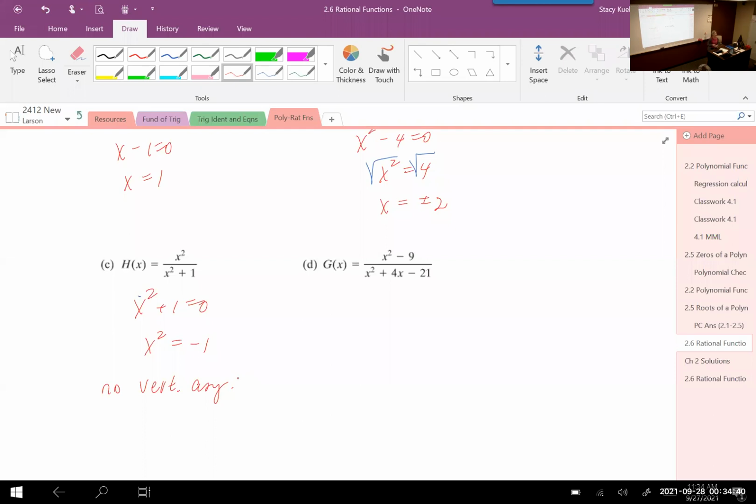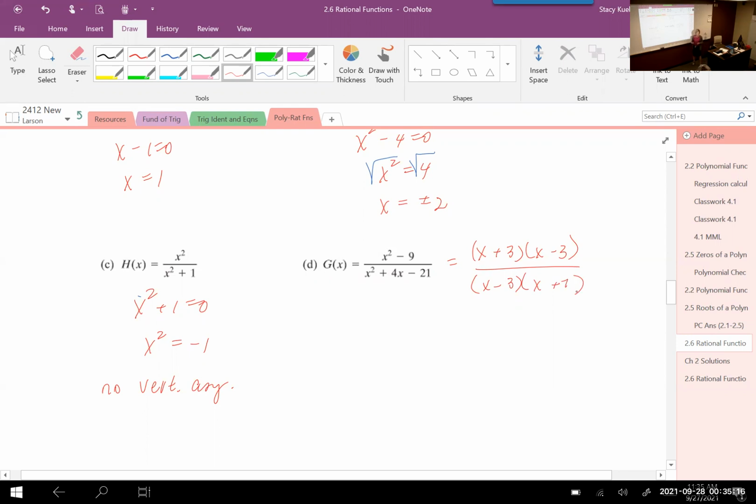Okay, now finally we have this last one. We have a binomial in the top. We have a trinomial in the denominator. Can I cancel anything? I don't know, not until I factor. This is the first one we've had where I can factor. So I'm going to factor the numerator into x plus 3 times x minus 3. And I'm going to factor the denominator into x minus 3 times x plus 7.